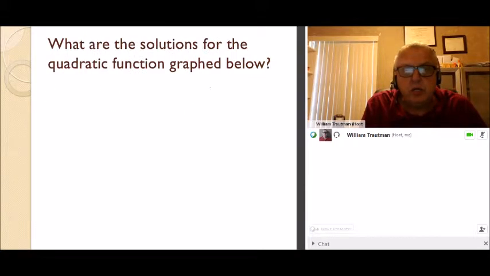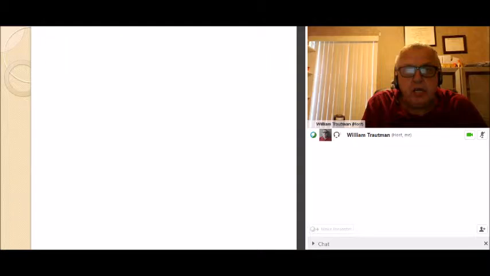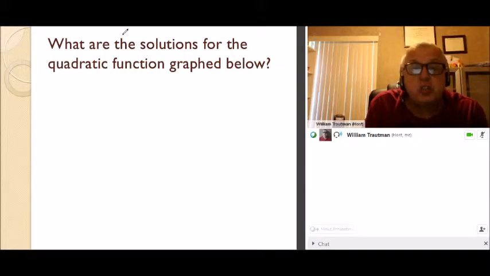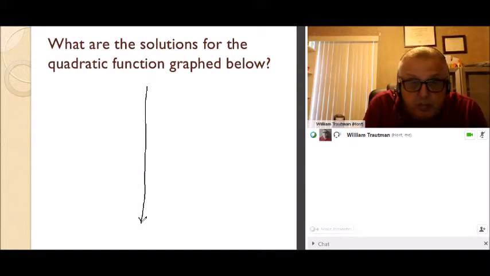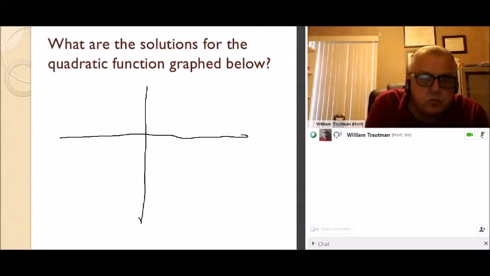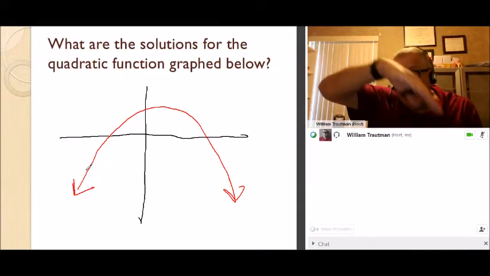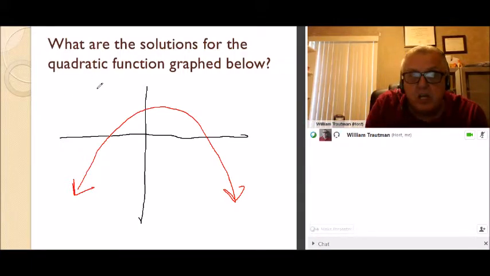All right, so I think we have one more question only. So it was a really short quiz this week. It says, what are the solutions to the quadratic function graph below? So we don't see a graph, so I'm going to make one. Here's my graph. I'm going to just draw it like this. Quadratic function is normally a U-shaped graph or an upside down U-shaped graph. It says, what are the solutions?